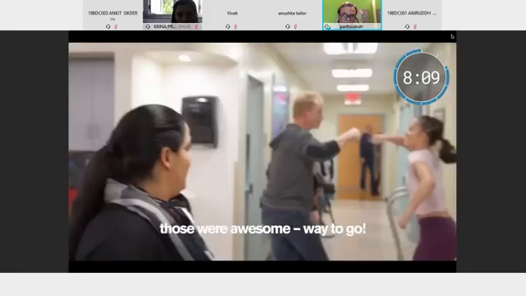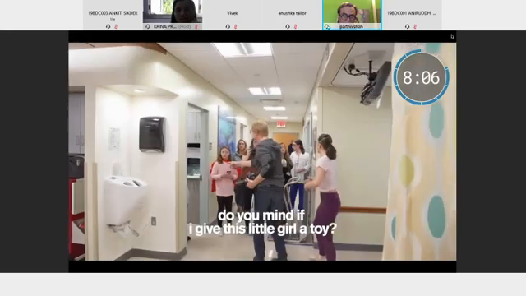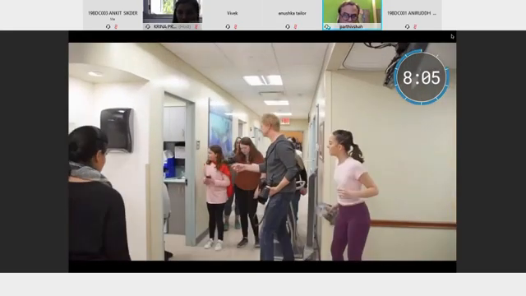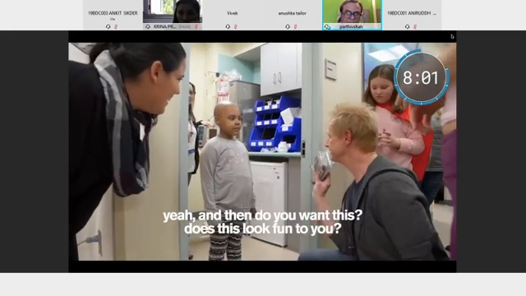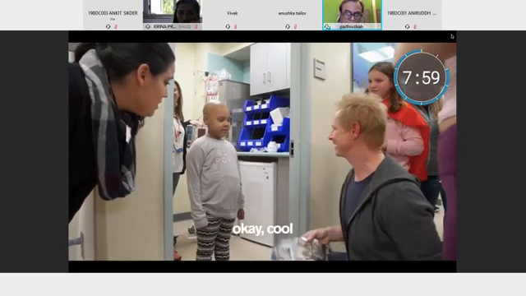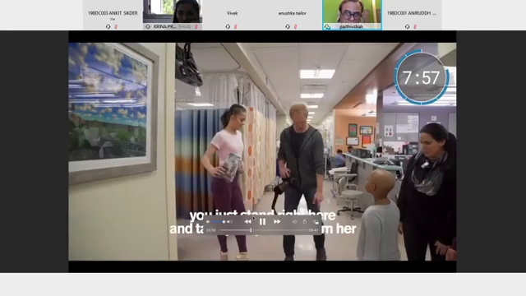Really good jumps. Okay. Do you mind if I give this little girl a toy? You want to be in a photo with her? Yeah? And then do you want this? Does this look fun to you? Okay, cool. Go up on your toes. Okay. You just sit right here and take it.